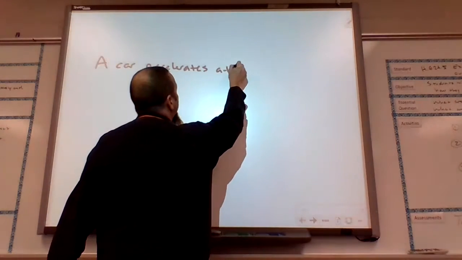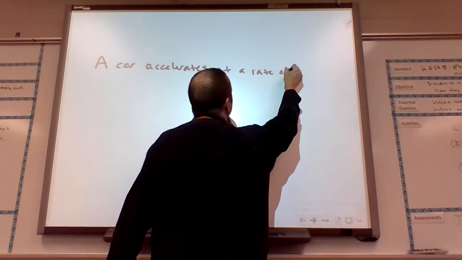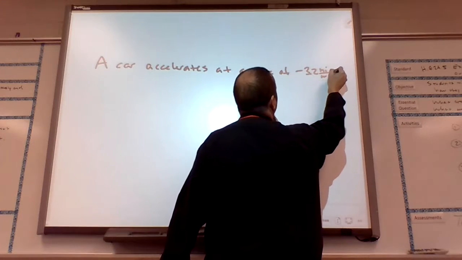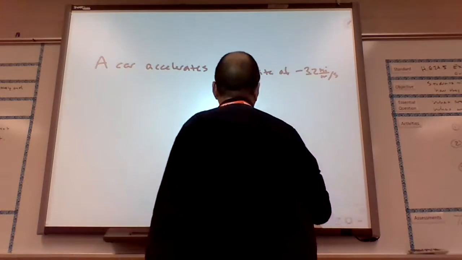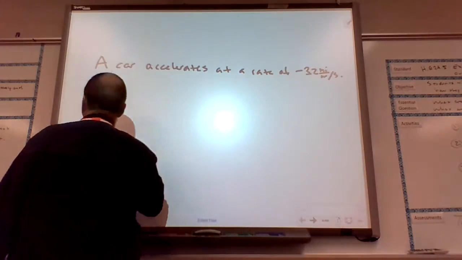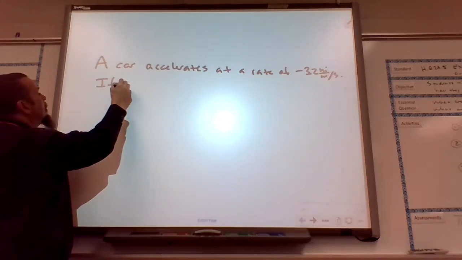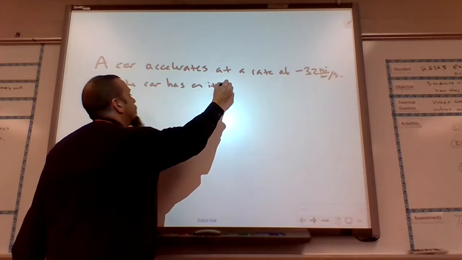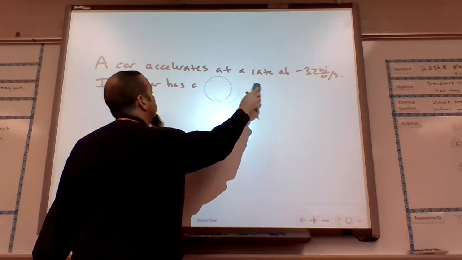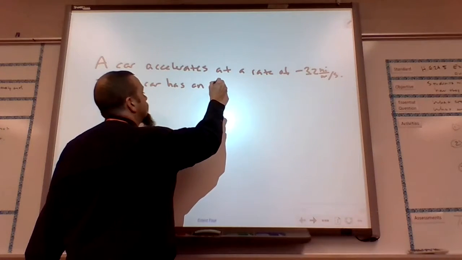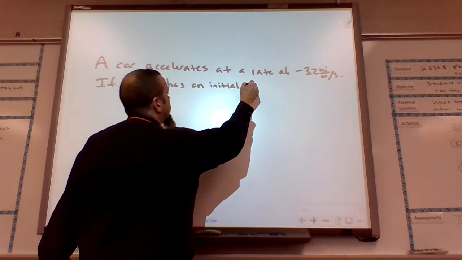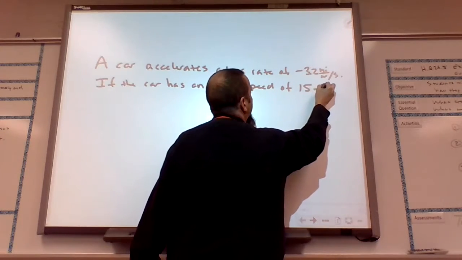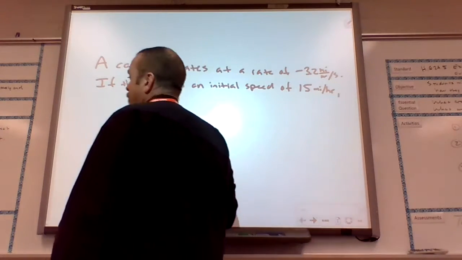A car accelerates at a rate of negative 3.2 miles per hour per second. The car has an initial speed of 15 miles per hour. How long will it take it to stop?